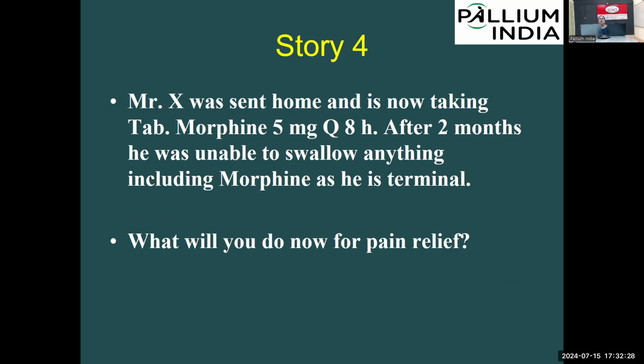So for this patient, what will you do now for pain relief? Oh, sorry, this is another patient scenario where the patient was sent home. We are already seeing that we are reducing the dose as well as the frequency. The patient is currently on 5 milligram of oral morphine every 8 hourly, but after 2 months, the patient is deteriorating and is unable to swallow anything, including morphine. So what will you do now for pain relief? The patient, transdermal patch, yes. Subcutaneous, go back to IV.